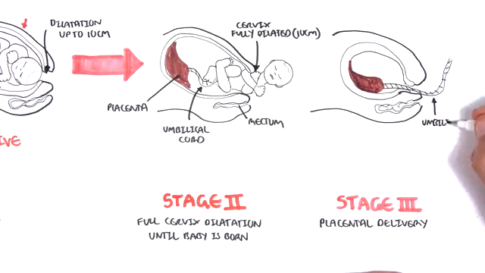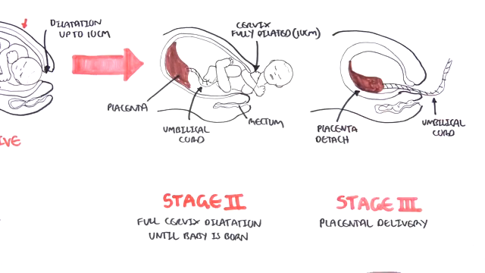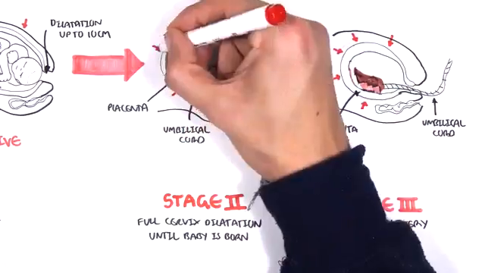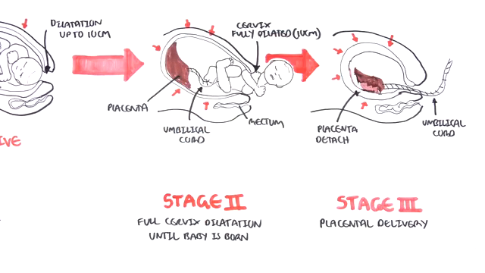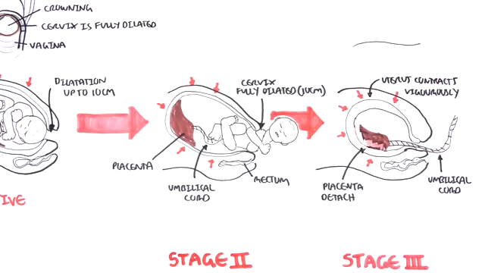And here is the umbilical cord, which is the connection between the baby and the placenta. In stage 3 of labor, the placenta is slowly detaching from the uterine lining. The uterus is still contracting at this stage. And actually, during this time, the mother is given an injection to stimulate the delivery of the placenta. The placenta has to be carefully delivered because it can cause hemorrhage if not delivered properly.